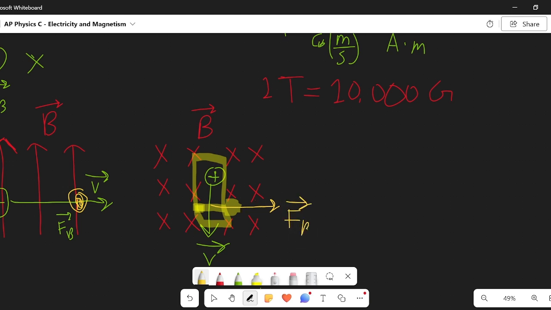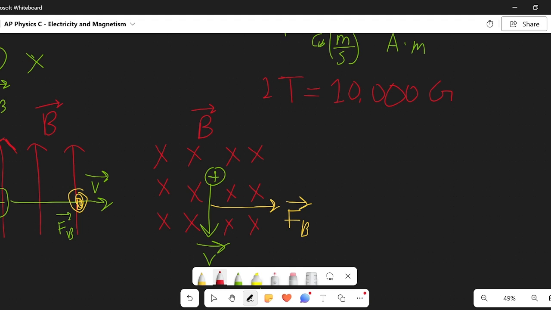So do some more practice with this. I know my hand drawings are not the best, but I guess you should get the point. Essentially, you're going to be pointing your fingers in the direction of the velocity of the electron. You are going to curl your fingers towards the magnetic field, and the direction your thumb points in will be the direction of the force.